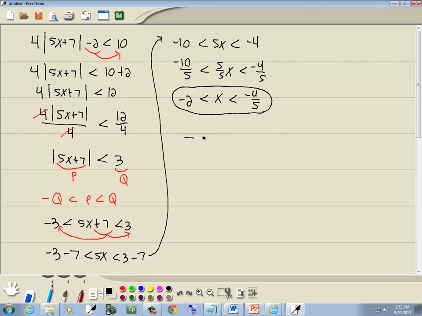Now the graph. Here's negative 2, here's negative 4/5. Both of these are less thans, which means there are parentheses. If they were less than or equal to, we'd have brackets. And then we'll shade what's in between them. Now interval notation. We have parentheses on negative 2, so we'll have parentheses on negative 2. We have parentheses on negative 4/5, so we're going to have parentheses on negative 4/5. And those are our answers.